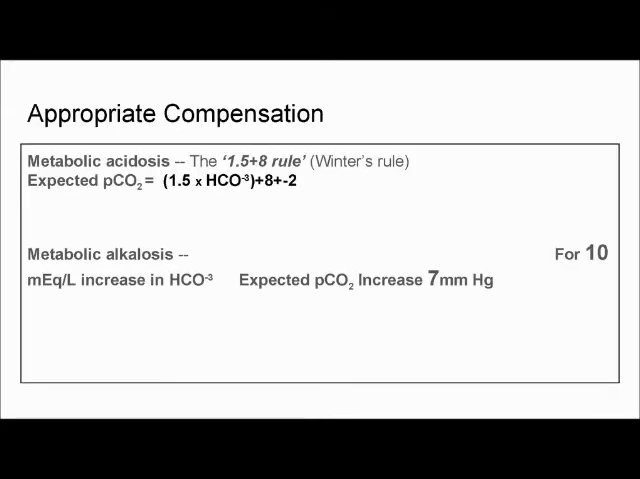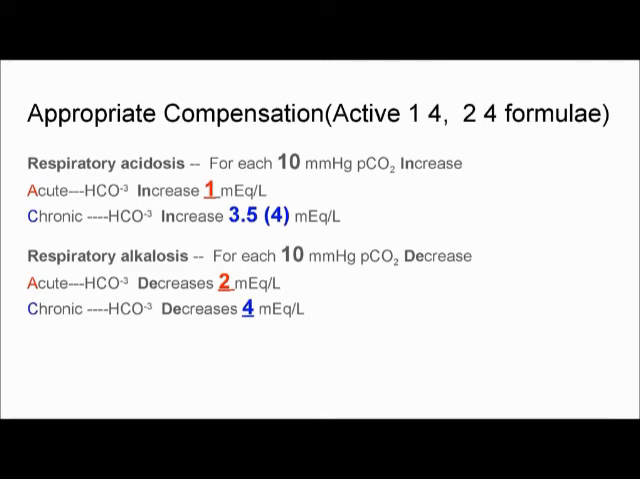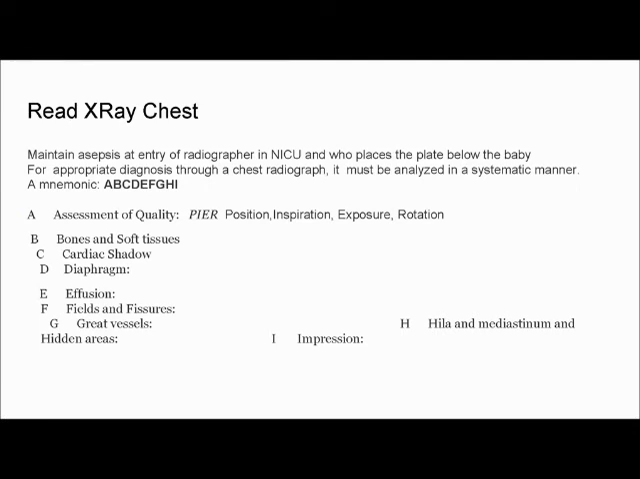Let us discuss appropriate compensation. In metabolic acidosis, CO2 should be washed out, so expected CO2 should be 1.5 times bicarbonate plus 8 plus minus 2, Winter's rule. In metabolic alkalosis, for 10 milliequivalent per liter increase in bicarbonate, expected PCO2 increase should be 7 mm of mercury. In respiratory acidosis, for 10 mm PCO2 increase, in acute respiratory acidosis bicarb should increase 1, and in chronic respiratory acidosis bicarb should increase 3.5 milliequivalent per liter. For respiratory alkalosis, for each 10 mm PCO2 washed out, acute bicarb should decrease 2, and in chronic should decrease 4.